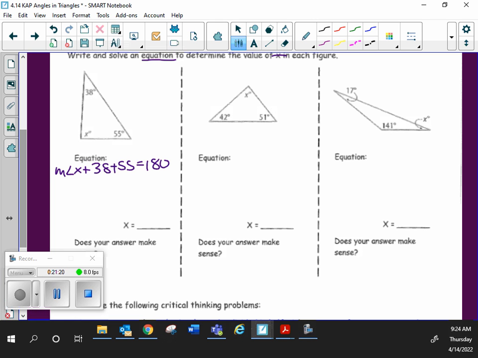Okay? So, thinking now about like terms. Can I add this x plus the 38? No, I can't do that. Can I add 38 plus 55? Absolutely. Okay? 38 plus 55, take a second. Measure of angle x plus how much? 93. 93 is equal to 180. And then how do I solve for x? Subtract 93, take a second.